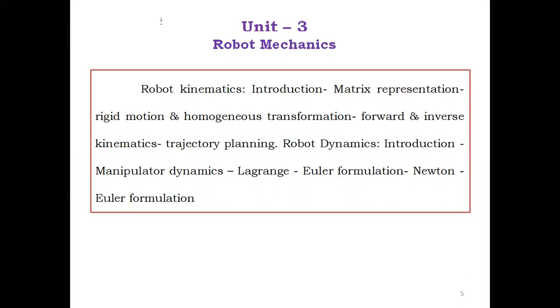We can divide robot mechanics into two parts: robot kinematics and robot dynamics. For dynamics we'll have an introduction, manipulator dynamics, and the Lagrange-Euler and Newton-Euler formulations. We all know that a robot is a machine capable of physical motions for interacting with the environment. The types of robot mechanisms are pneumatic, hydraulic, as well as electric.